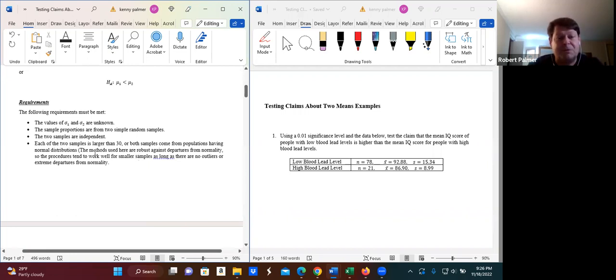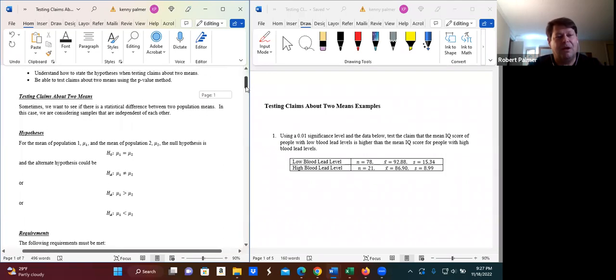And I'll just read this part. It says the methods used here are robust against departures from normality. So the procedures tend to work well for smaller samples as long as there are no outliers or extreme departures from normality. What that means is that even samples smaller than 30 will probably work pretty well, unless there's some reason to believe the data come from a distribution with really non-normal tendencies. It's not shaped like a bell curve at all.